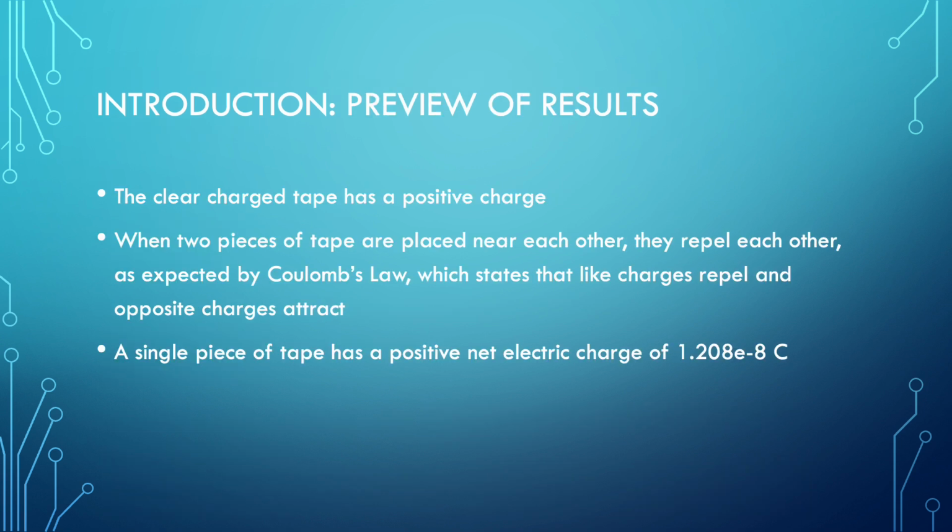Before we get into it, here's a quick preview of the results. I found that the clear charge tape has a positive charge. When two pieces of tape are placed near each other, they repel each other, which would be expected by Coulomb's law, stating that like charges repel and opposite charges attract. I found that a single piece of tape has a positive net electric charge of 1.208 e to the negative 8 coulombs.